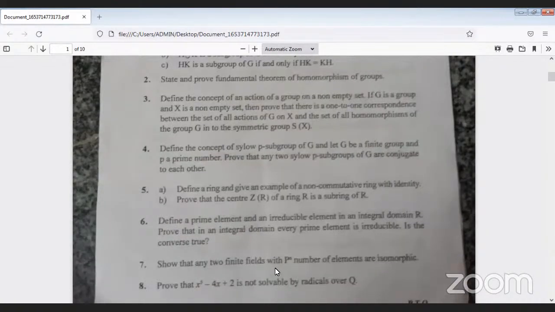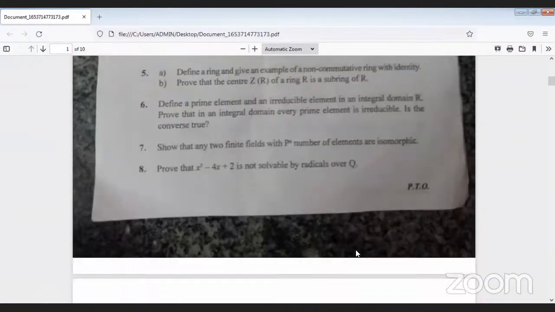Sylow groups, the first and second Sylow theorems, I told. If G is a finite group and P is a prime number, then any two Sylow groups are conjugate to each other. Define a ring and give an example of a non-commutative ring; during the last class I told. Prove that the center Z of a ring. Ask me. Define prime element, irreducible element, integral domain; last week I told. Two finite fields with p^n elements are isomorphic. These are radicals, I did not tell you, you can study.